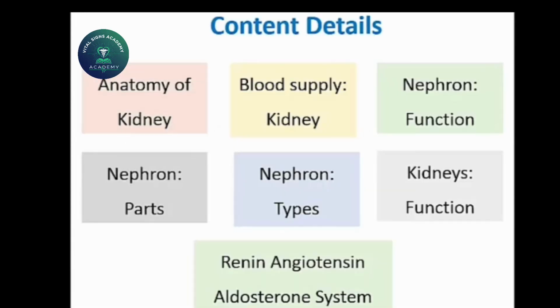In this video we will talk about anatomy and physiology of kidney. We will learn in detail about anatomy of kidney, blood supply to kidney, function of nephron, parts of nephron, types of nephron, functions of kidney, and renin-angiotensin-aldosterone system.